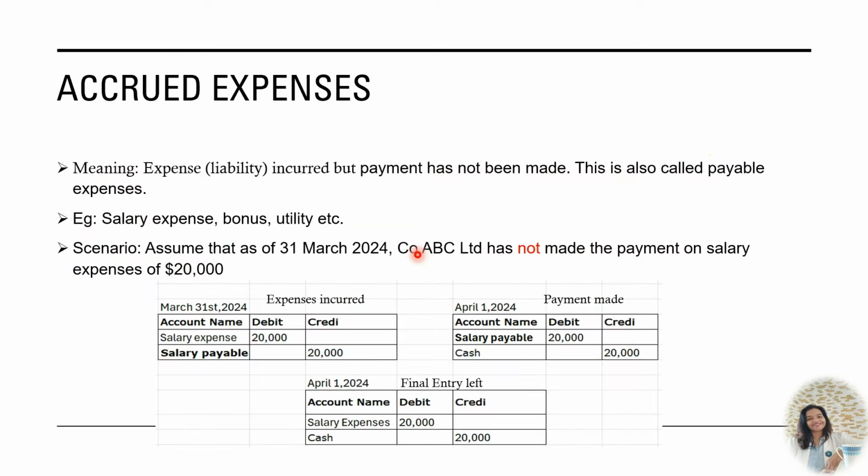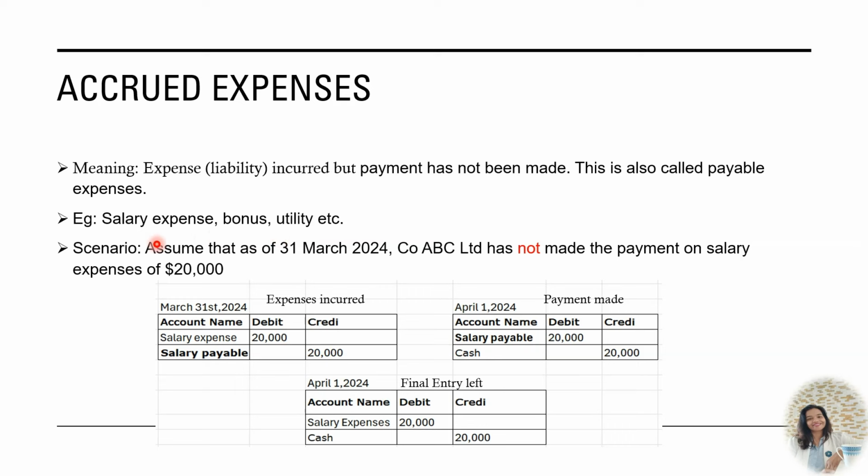Moving on to the accrued expense account. Remember, this is an expense which you say you have incurred. You have already incurred some of the expense, but you are yet to make the payment. So this is also called a payable expense account. Examples of accrued expense are a salary expense account, bonus and utility.